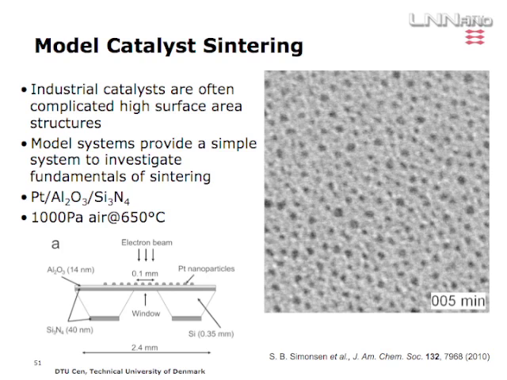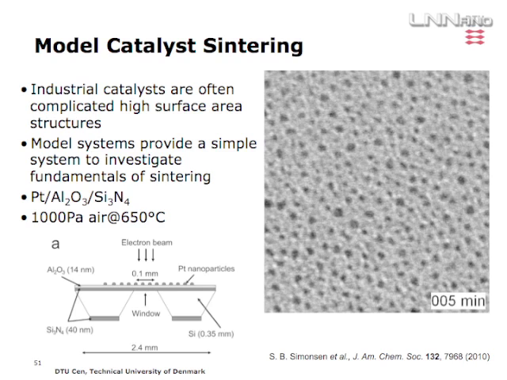So in order to understand the fundamentals of this sintering process, they made a platinum alumina silicon nitride sandwich sample, you can see down here, where you have the silicon nitride, the silicon, and this is again silicon nitride here, and then you have evaporated a layer of aluminum oxide on top of it, and on top of that you have evaporated platinum nanoparticles. That's what you see over here.